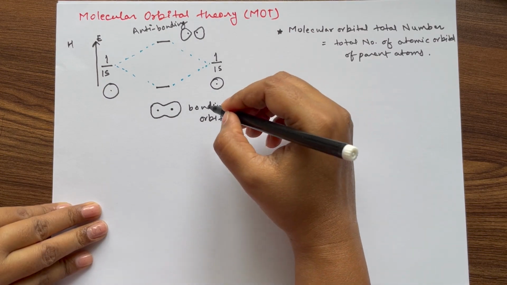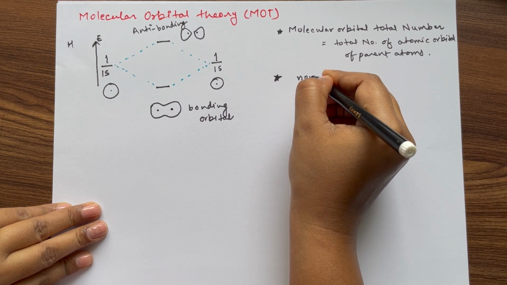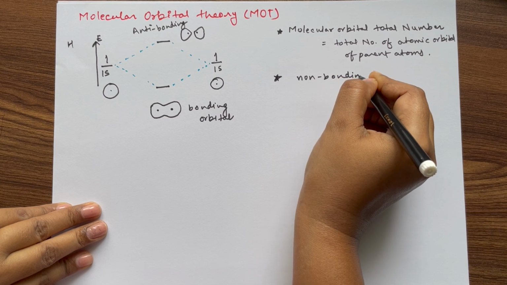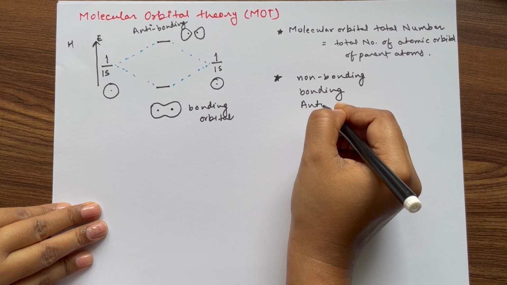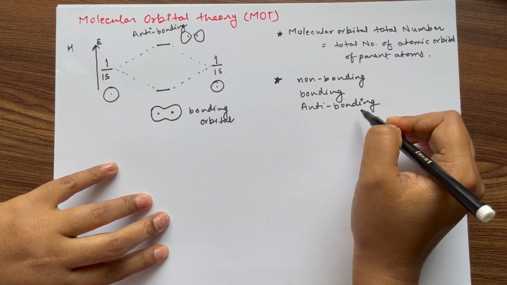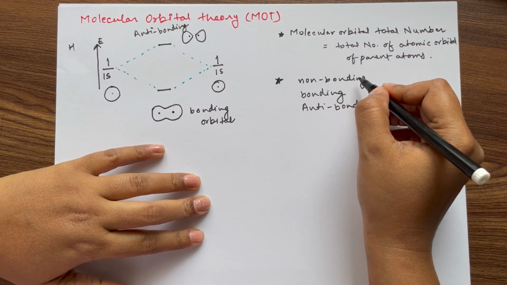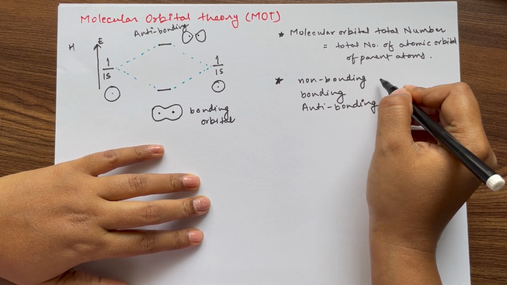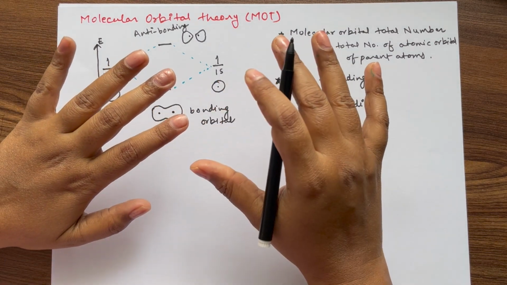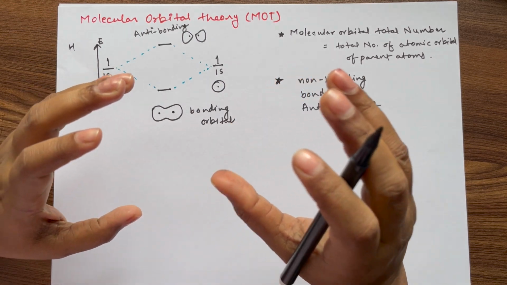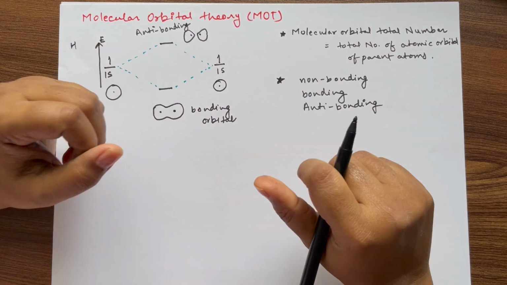The second point is there are three types of molecular orbitals. The first one is non-bonding. Second one is bonding, and third one is anti-bonding. We have seen about the bonding and anti-bonding molecular orbitals. This non-bonding orbital arises when there is a combination of two orbitals but not the overlapping. This happens when the orbitals have the wrong symmetry. They don't have the symmetry to interact effectively.